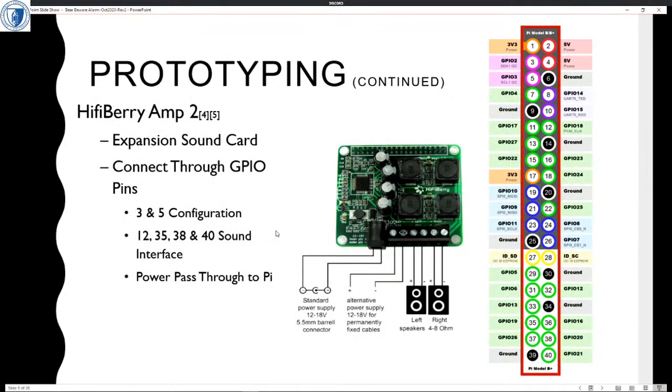Here you can see a HiFiBerry amp too, and you can see the layout for that. The speaker is attached on the left and right pins, I would call it. And the great thing about the HiFiBerry amp is that it allows you to provide power to the Raspberry Pi itself, which is great. You don't have to power both of these peripherals.